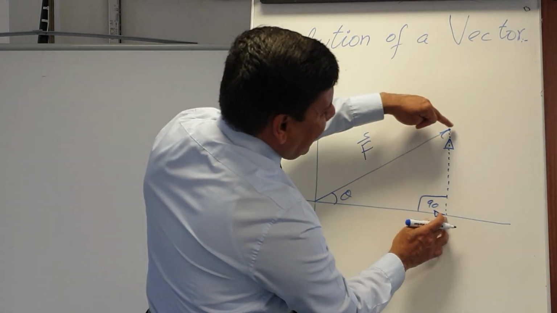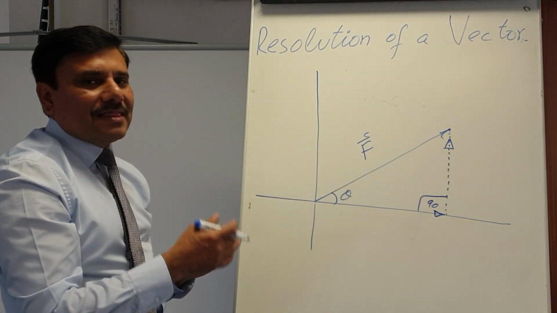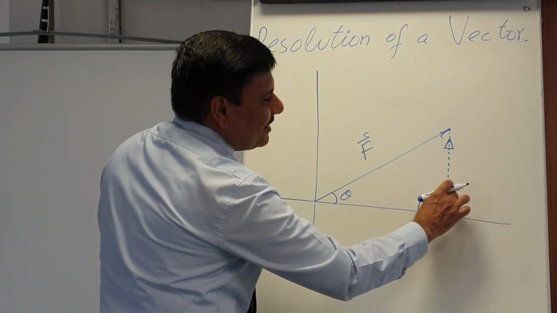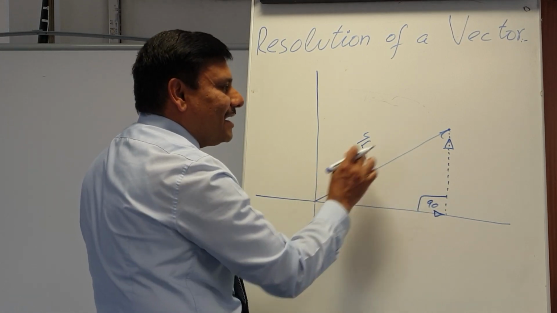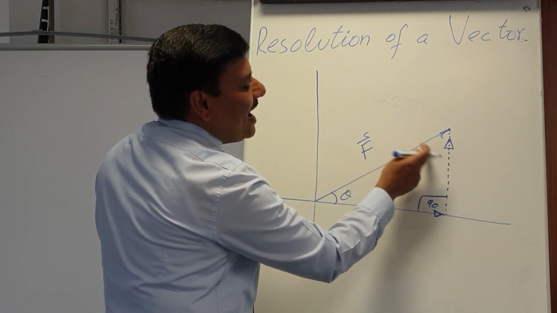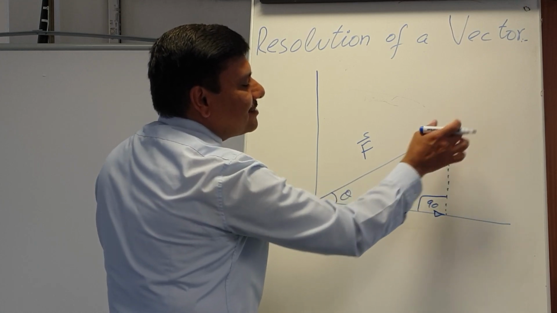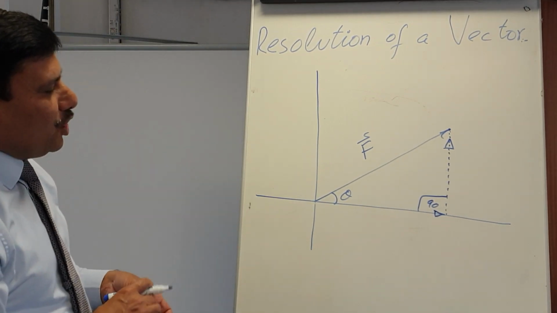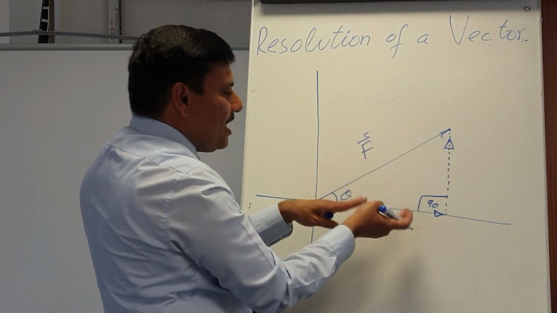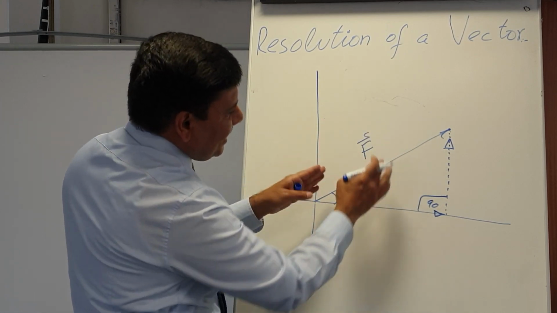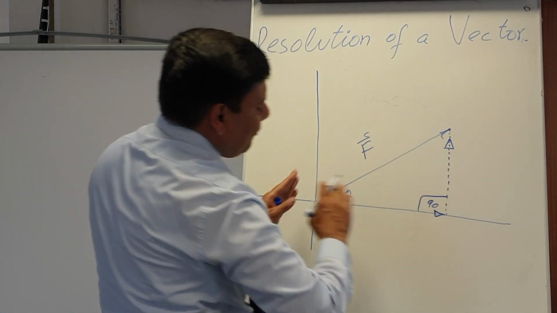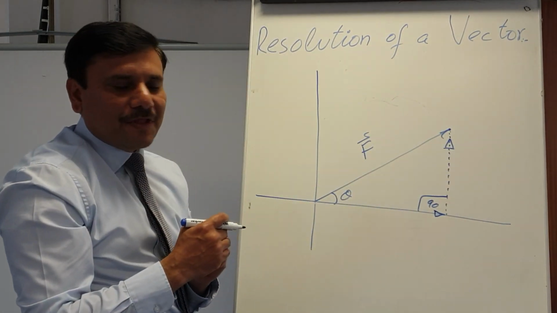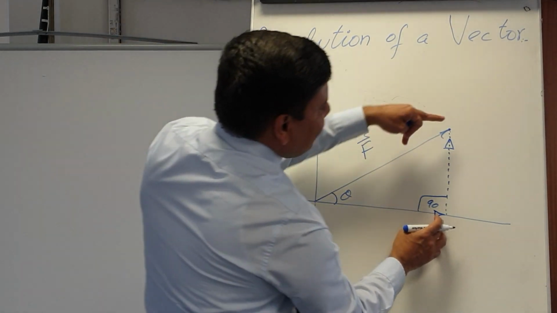In such a way, I have made this a vector and I have made this a vector, and it is obeying the head to tail rule because the head of the first vector is joined with the tail of the second vector, and this is the resultant vector. The head of the resultant vector is joined with the head of the last vector, the second vector is the last vector, and the tail of the resultant vector is joined with the tail of the first vector. So actually I have resolved, I have split, I have converted this vector into two parts. One part is along the x-axis and the other part is along the y-axis. So this is one component, this is the other component.